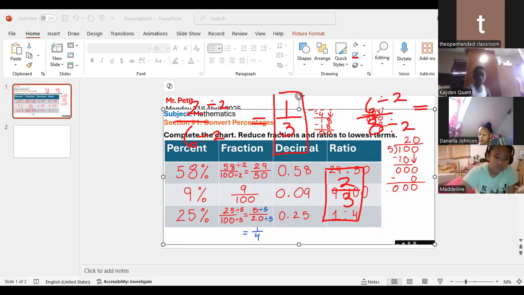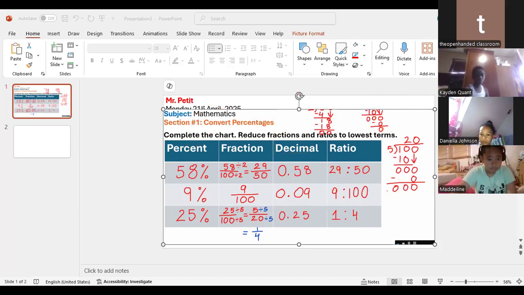All right, what's the next question, Daniela? 5 over 8. Can that be simplified further? No, sir. Why do you say 5 over 8 can't be simplified further? Because there's no lower factor. It can't be, there are no smaller factors. So 5 over 8 is your answer.